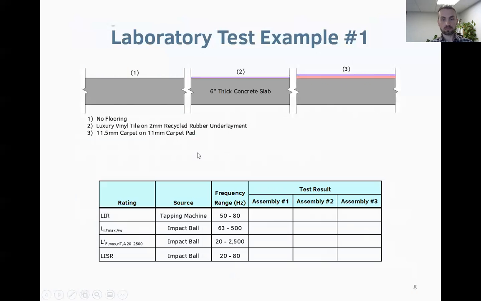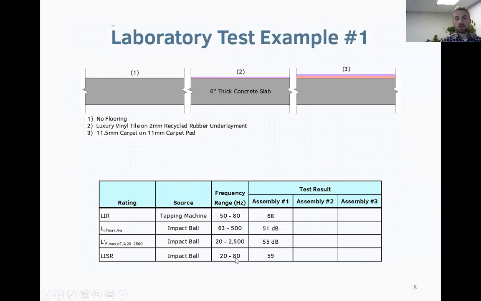We want to look at this in the 4 rating options, the LIR being using a tapping machine as a source, frequency range of only 50 to 80 hertz. The other 3 all with the impact ball. First one looking at doing an A-weighted curve fit for 63 hertz to 500 hertz data. Next one doing a 3rd octave band summation, that's A-weighted from 20 to 2500 hertz. And the last one just doing the same thing, but only 20 to 80 hertz.